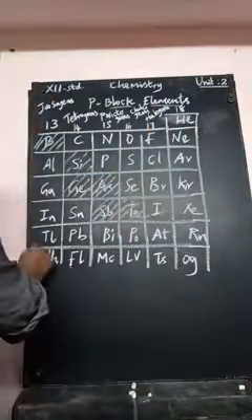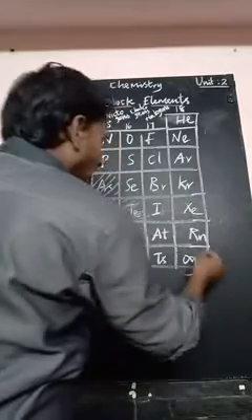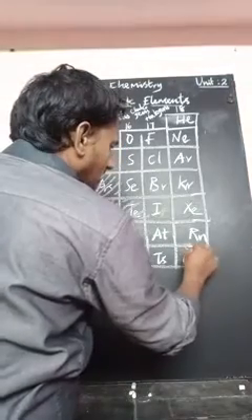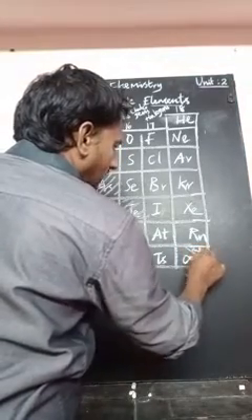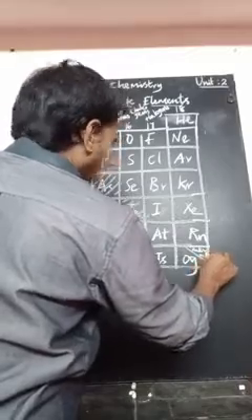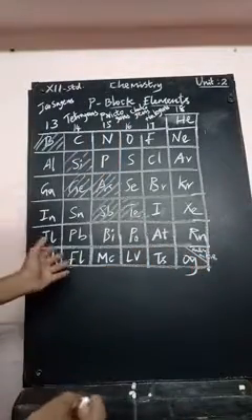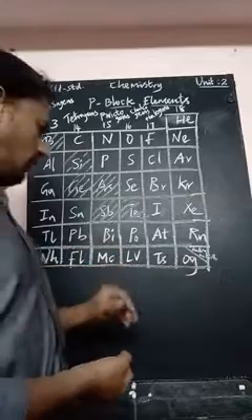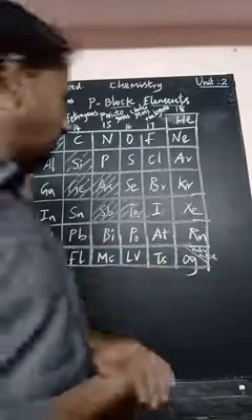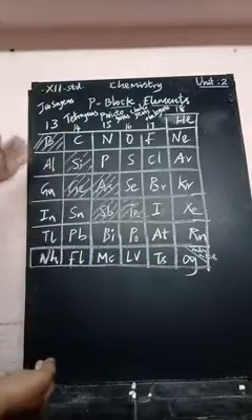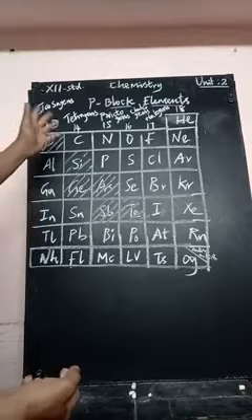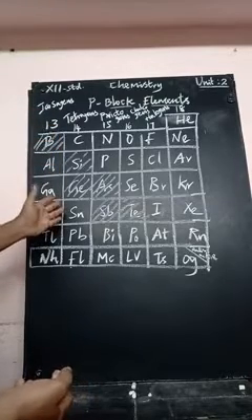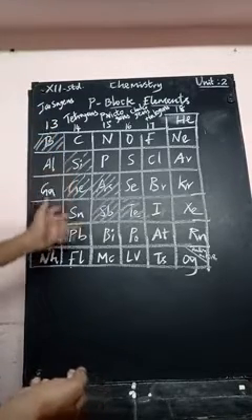And these elements are radioactive elements: nihonium, flerovium, moscovium, livermorium, tennessine, oganesson. Other elements we know: boron, aluminum, gallium, indium, thallium. In the 14th group, carbon, silicon, germanium, tin, lead.